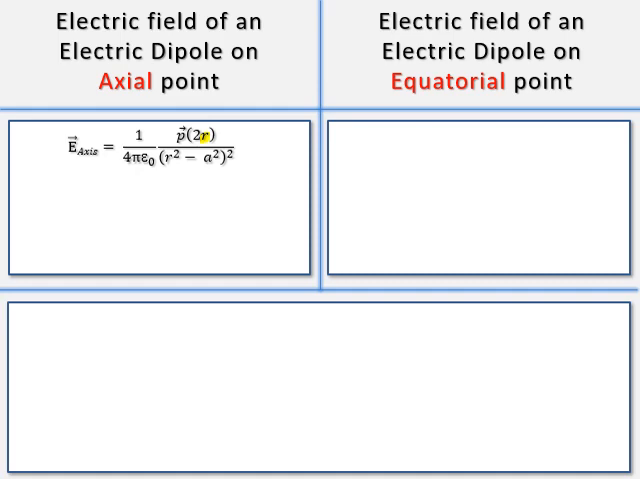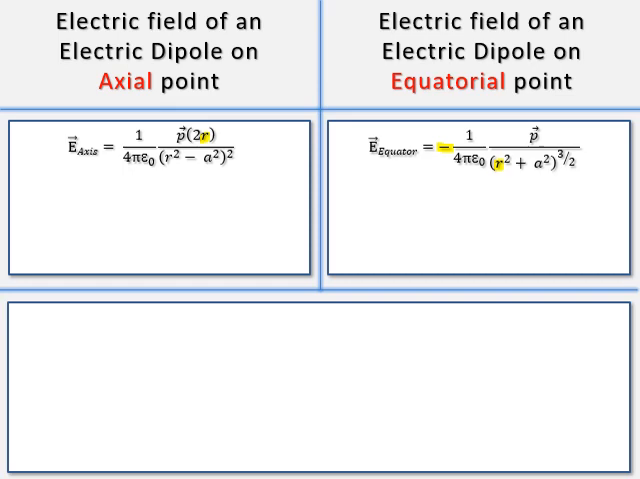And what is the expression for electric field of dipole at some equatorial point? At equatorial point you can find out the electric field by using this formula where you have minus 1 by 4 pi epsilon 0 vector p upon (r square plus a square) raised to 3 by 2. Once again, what is r here? r is the distance of the point from center of the dipole.